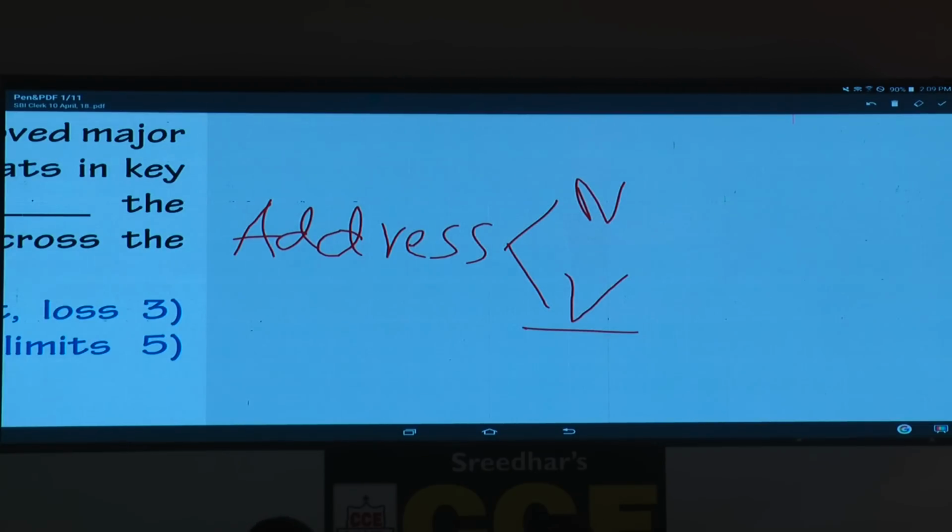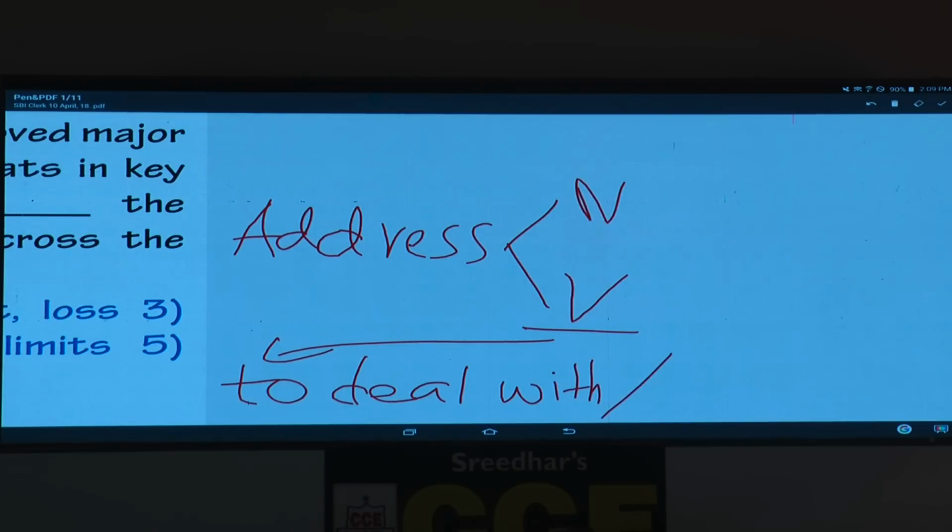So as a verb, to deal with or to tackle. Address means to deal with or to tackle. Deal with the problem, tackle the problem, address the problem. And it is a regular verb. Address, addressed, addressed. It takes ed. Have you copied?